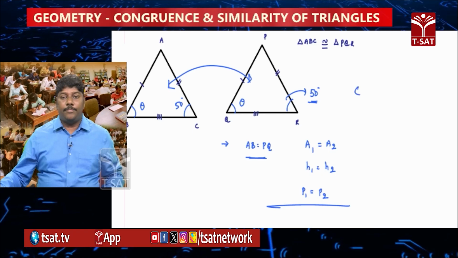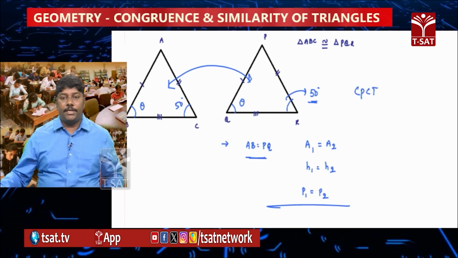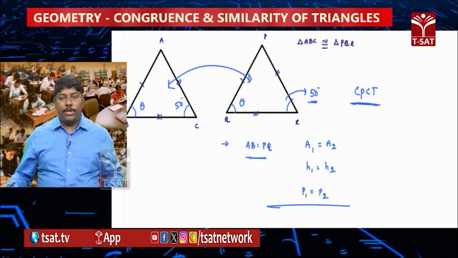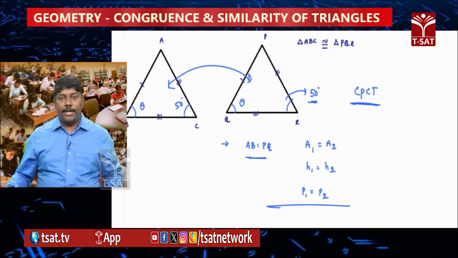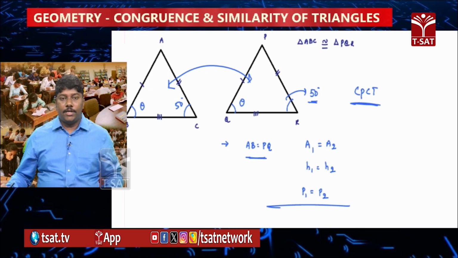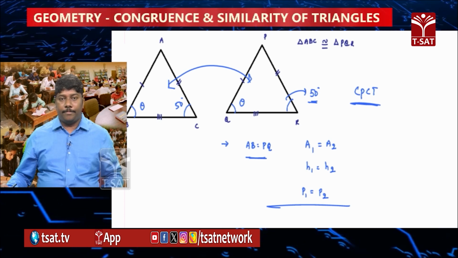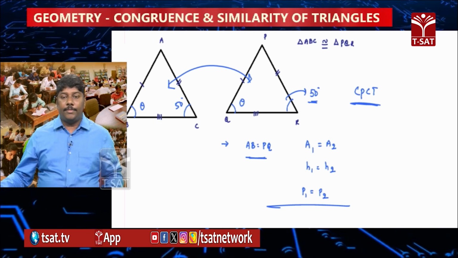By using CPCT. What do you mean by CPCT? Corresponding parts of congruent triangles. So you can find out the unknown parts when you know that the triangles are congruent. So mostly we use congruent triangles in proving something. Now a very important thing is similarity of triangles.